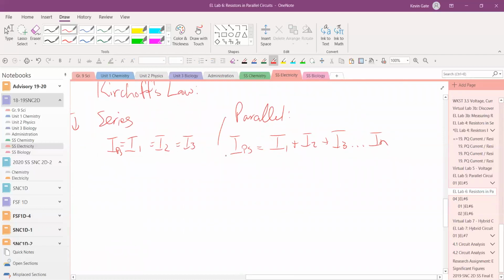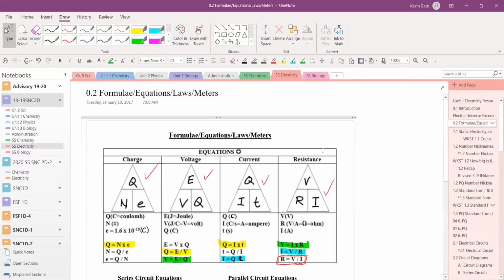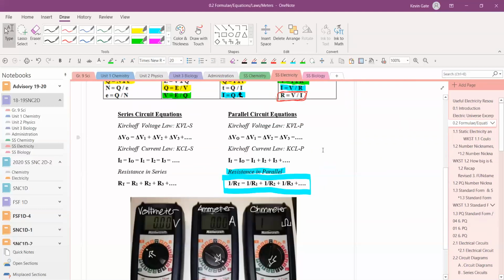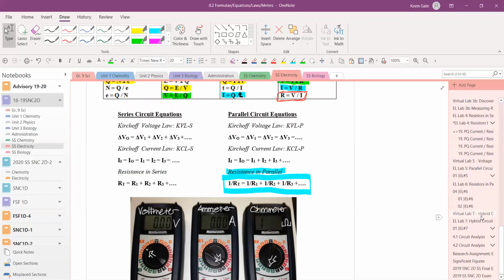So the additive nature of the current here indicates that as we continue to split our electron flow, we are going to change the overall flow rate. You can see that here in your formula sheet. The current going in is always equal to the current going out, which is equal to the additive total of all of the currents for a parallel circuit.